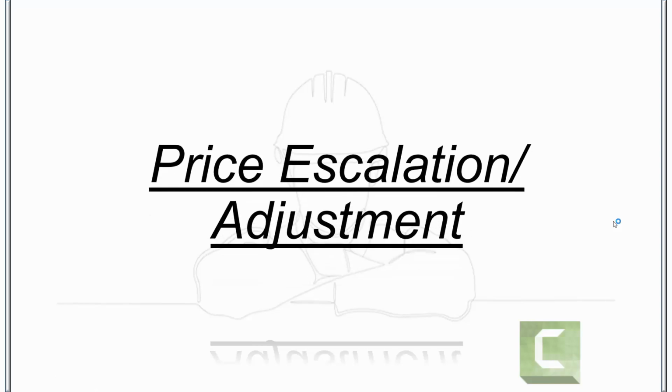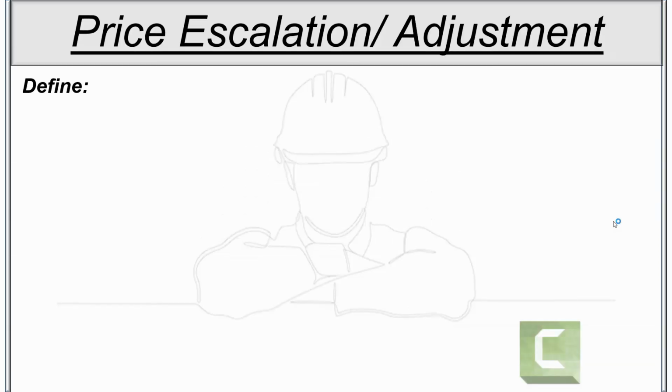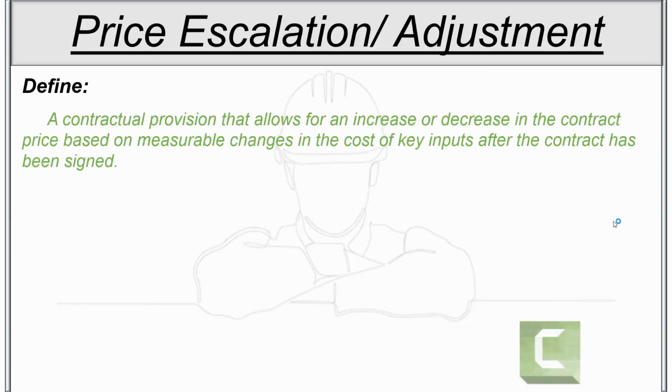In this lecture, we will discuss price escalation or adjustment. First of all, what is price escalation? Price escalation is a contractual provision that allows for any increase or decrease in the contract price based on measurable changes in the cost of key inputs after the contract has been signed.